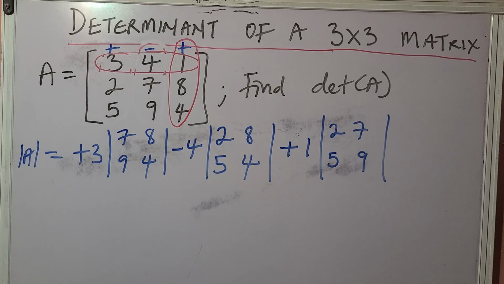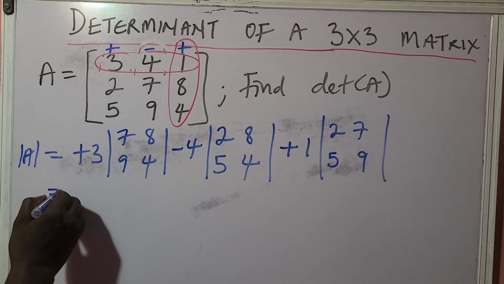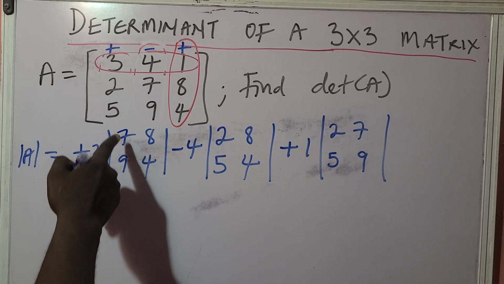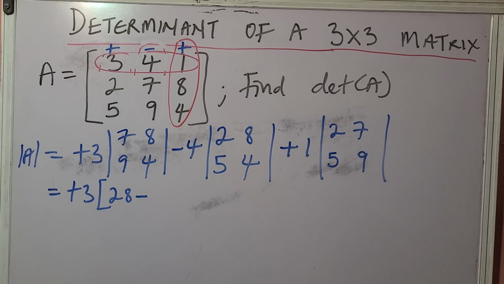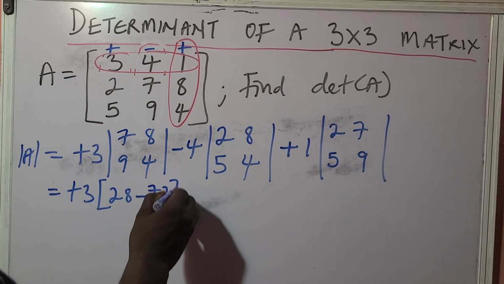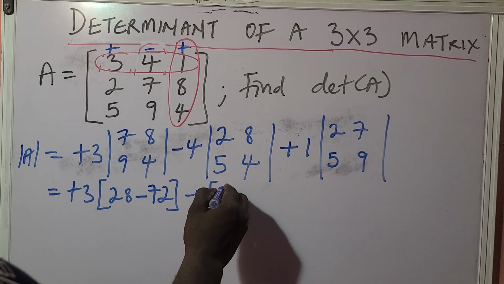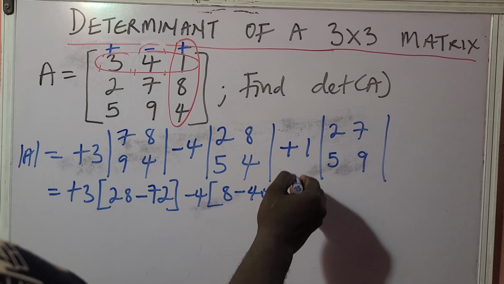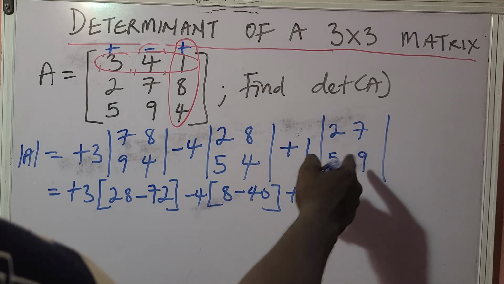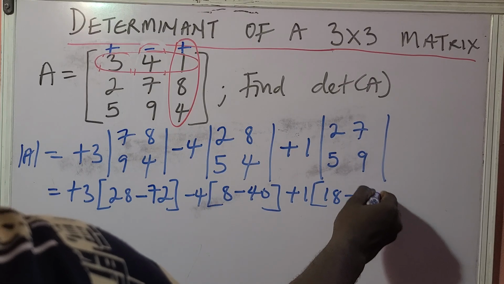So what we then go on to do is to resolve the determinant of these 2 by 2 matrices. So we have plus 3. This will be 28. That's 7 times 4 minus 8 times 9, which is 72. Then minus 4. The determinant of this will be 8. That's 2 times 4, 8 minus 5 times 8, 40. Then plus 1, 2 times 9, that will be 18 minus 5 times 7, 35.